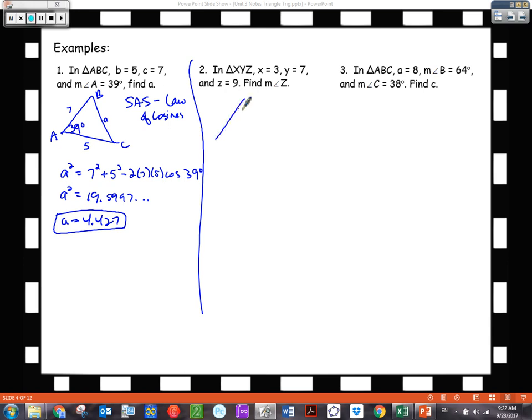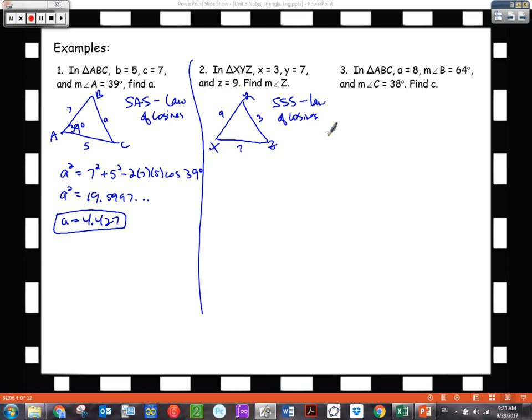So again, I'm going to draw the triangle, so it's X, Y, Z. Let's see what information we have. We know that X is 3, that's the side opposite angle X. We know that Y is 7 and Z is 9. Okay, in this particular instance we only have sides, so this would be side, side, side. And according to our guideline we should use law of cosines. Alright, so we're going to use law of cosines.